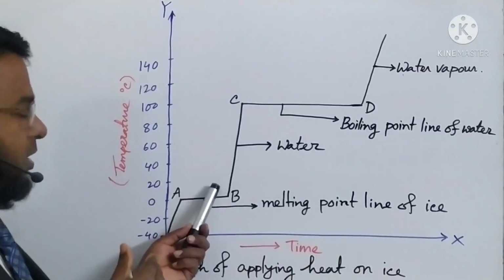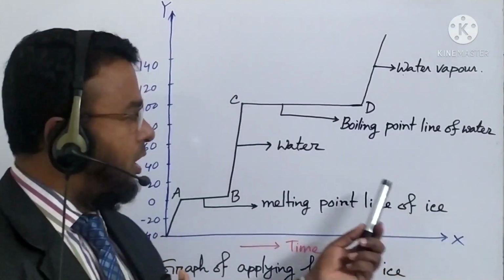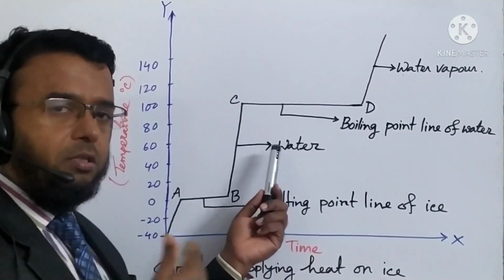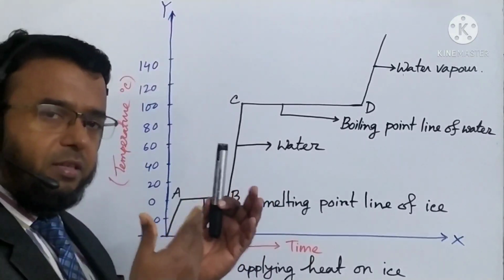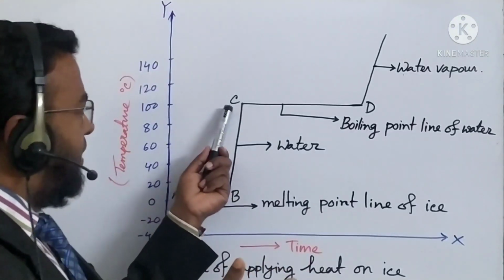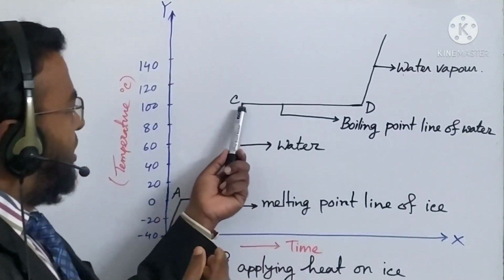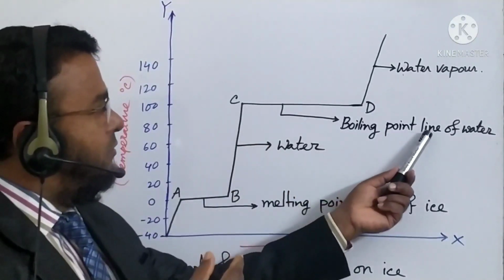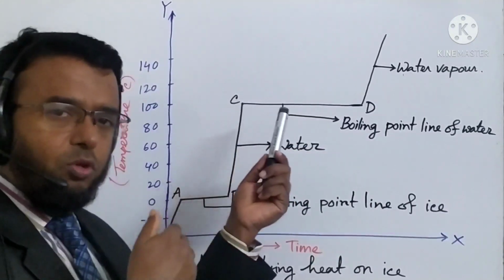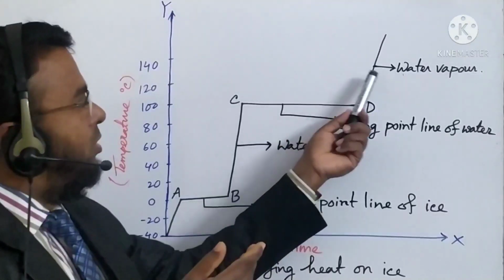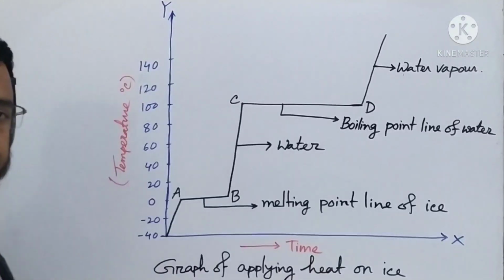Then when the temperature keeps rising, the solid ice gradually turns to liquid, that means water. By applying heat again, when it reaches 100 degrees Celsius, it starts boiling. So the CD line is the boiling point line of water. After that, if the temperature is more than 100 degrees, the condition will be gaseous, and that is water vapor.